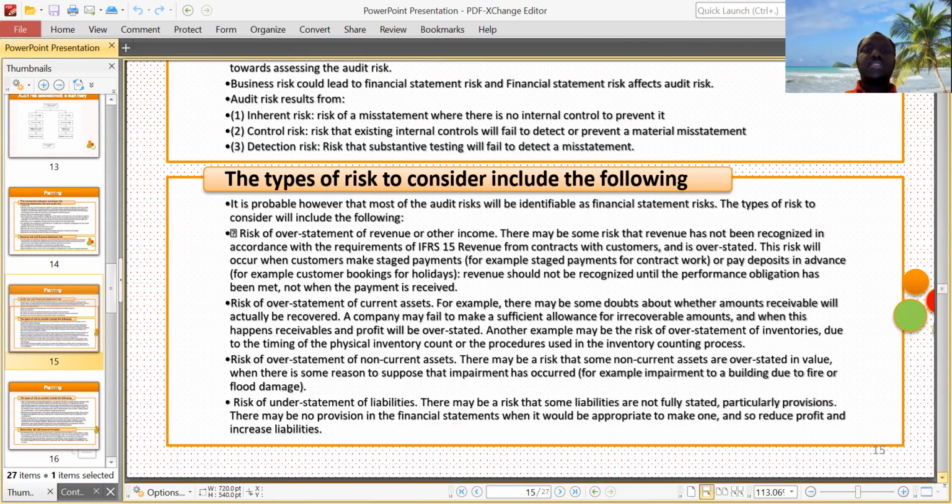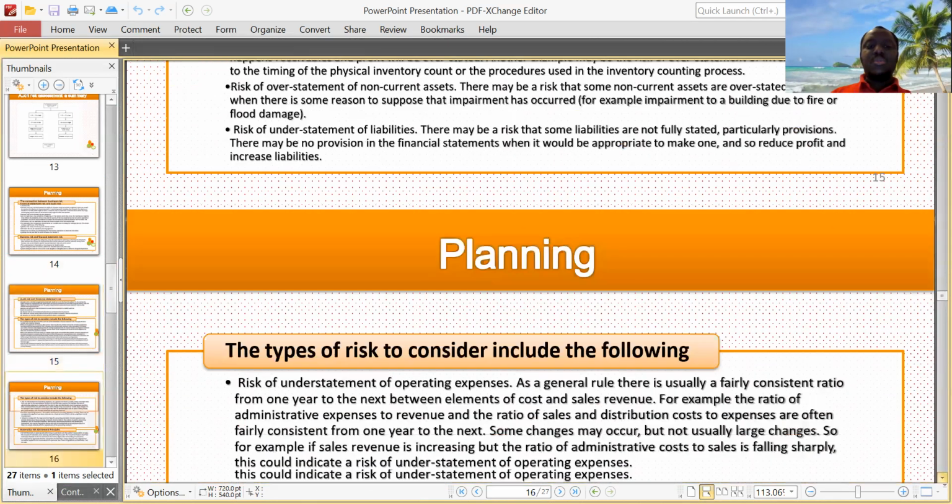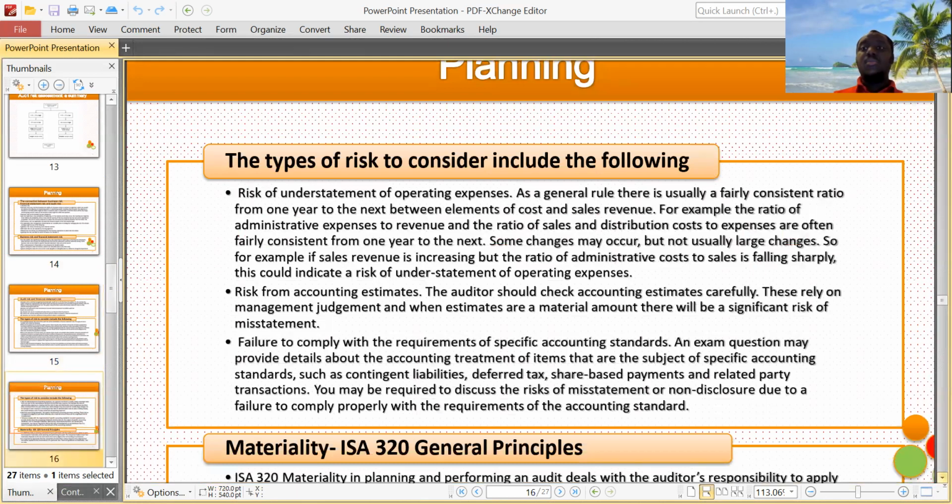We've already talked about audit risk being inherent risk, control risk, and detection risk. So I wouldn't go into that too much. We said here that the types of risks to consider are the risk of overstatement of revenue, which is a positive thing, the risk of overstatement of current assets, the risk of overstatement of non-current assets, the risk of understatement of liability. So anything that is like a liability, there's a risk that the client will understate it. Anything that is like an asset, there's a risk that the client will overstate it.